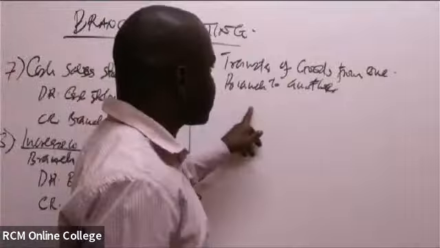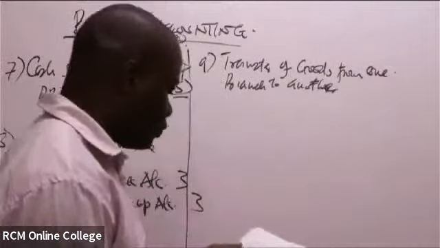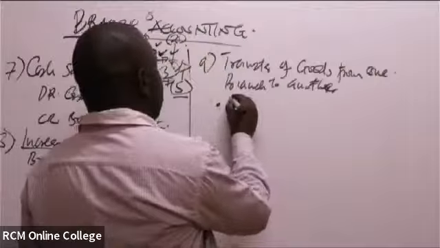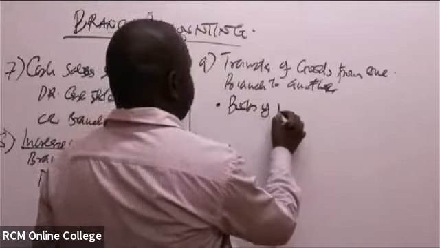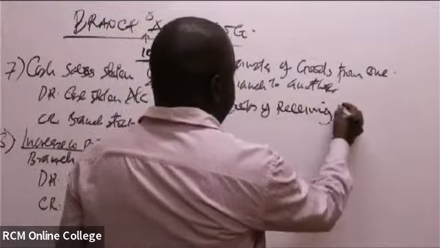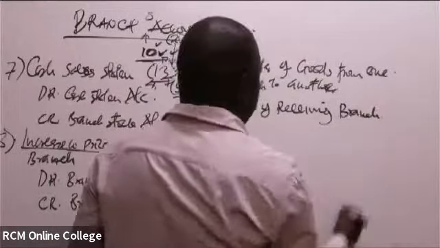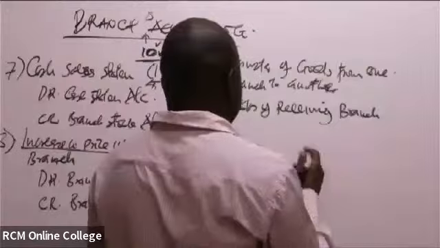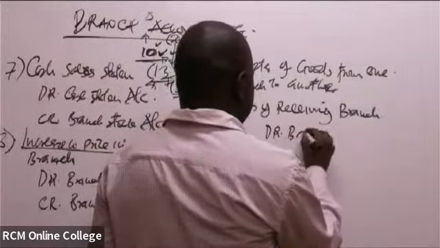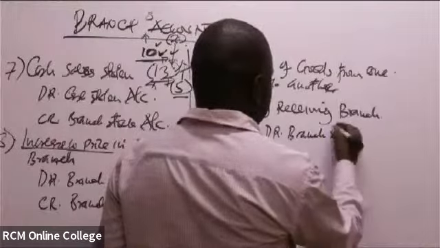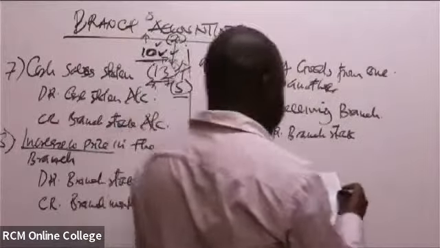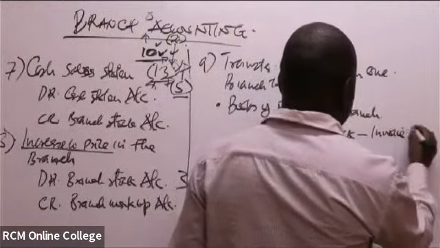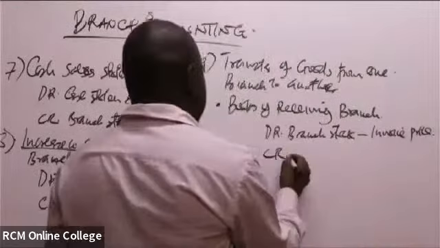So we can go to this one, transfer of goods from one branch to another. In the books of the receiving branch, what will happen? Remember, if you are transferring from Joska to Tom Mboya Street, in the books of Tom Mboya Street, you debit the branch stock account, because the stock of this particular branch is increasing. Debit the branch stock account at the invoice price.